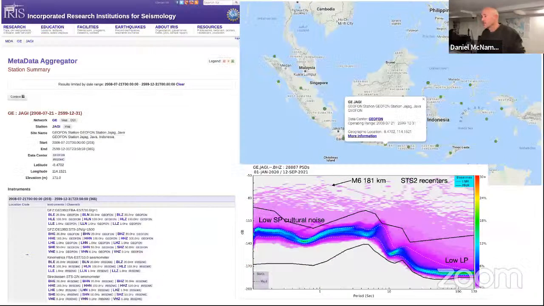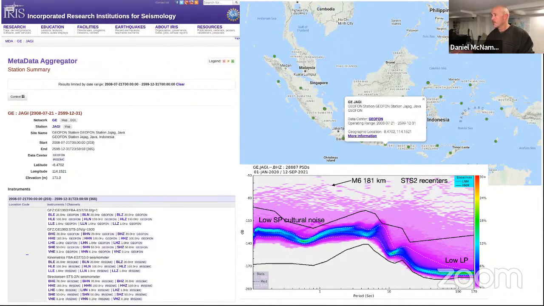The next station, JAGI, as we get down towards the southern end here. Again, this shows a couple features to look at. There's a magnitude 6 at 181 kilometers. You can see I've put an arrow on that particular PSD for the magnitude 6, so that's well recorded, no problem.